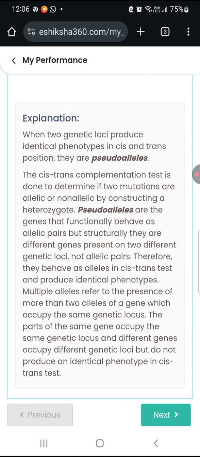Multiple alleles refer to the presence of more than two alleles of a gene which occupy the same genetic locus. The parts of the same gene occupy the same genetic locus, and different genes occupy different genetic loci but do not produce an identical phenotype in the cis-trans test.